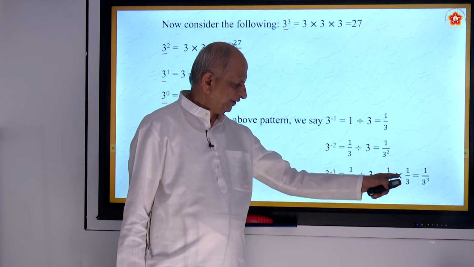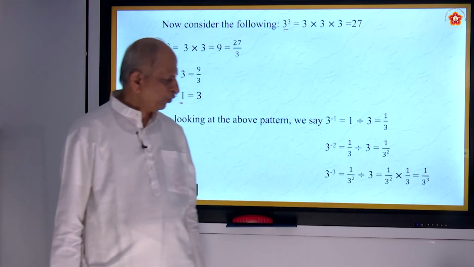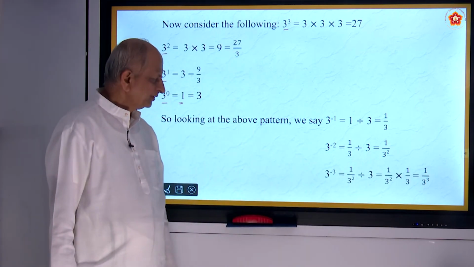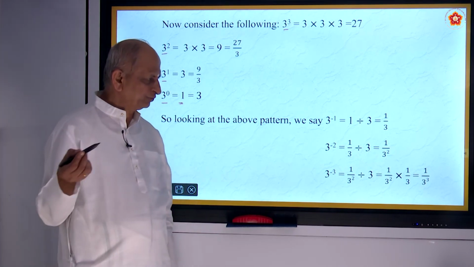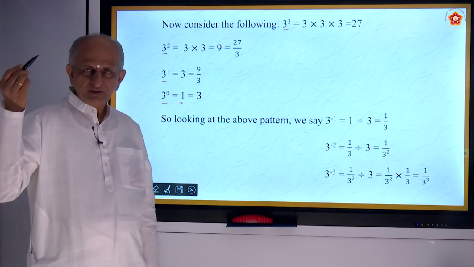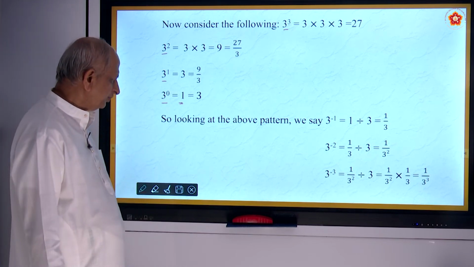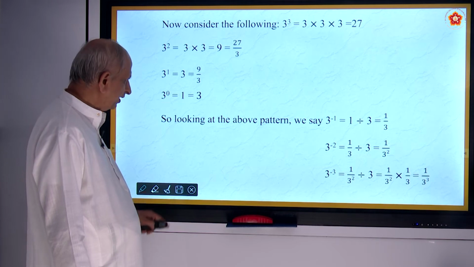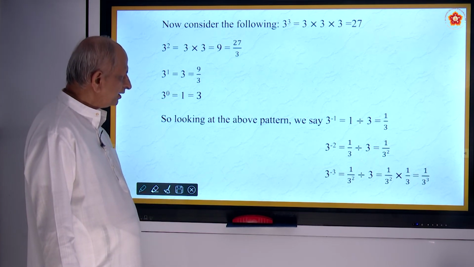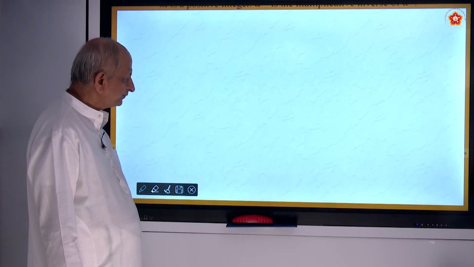1 by 3 square into 1 by 3, that is 1 by 3 cube, correct? So like that you can go on doing, not only with base 3, it may be with base 2 also, base 4 also, base 5 also, you can go on doing it, right? So this is a very, very interesting formula or result of this.